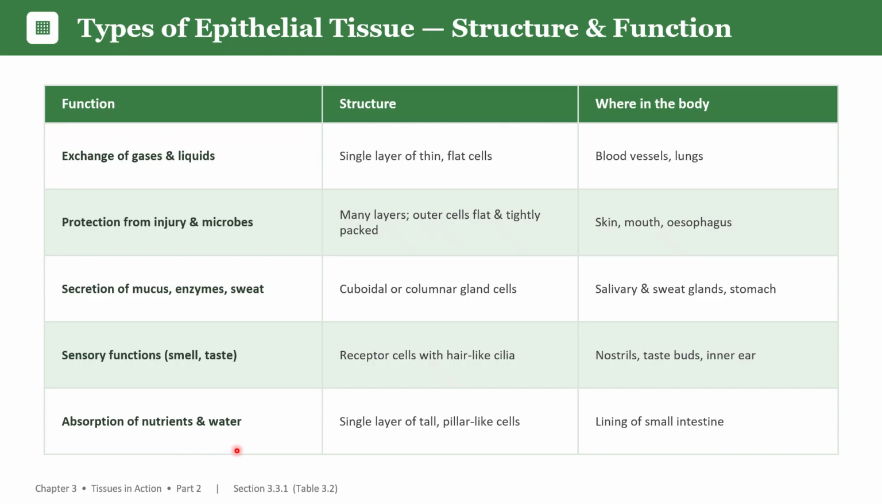Just imagine a shopping mall. Security guards are like protective epithelium, and the food court is like a secretory epithelium. The escalator is your exchange epithelium, and the reception desk is like a sensory epithelium, and the shopping bags collecting items are absorptive epithelium.